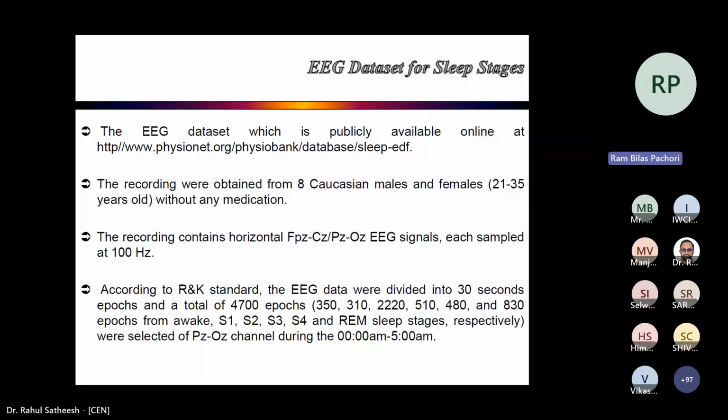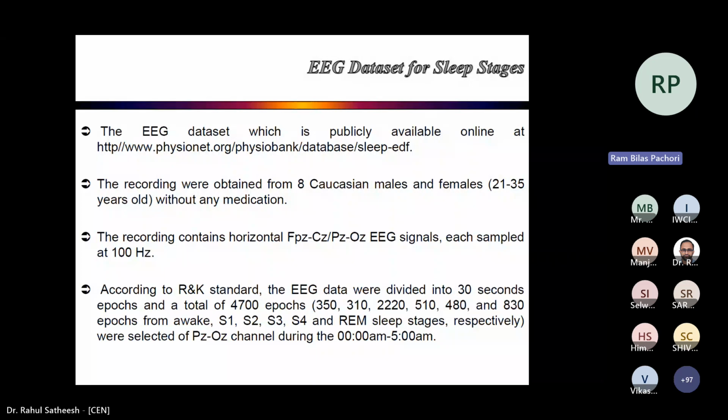So here we have used this dataset, which is publicly available online on the PhysioNet website. The recording has been obtained from 8 males and females whose ages vary from 21 to 35 years, without any medication, and the recording includes horizontal EOG, FPZ, CZ, PZ EEG signals, each sampled at 100 Hz.